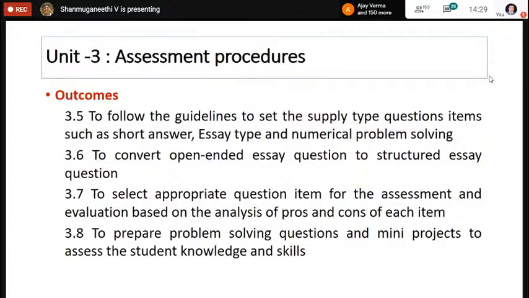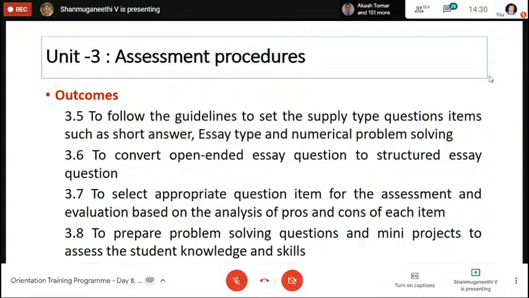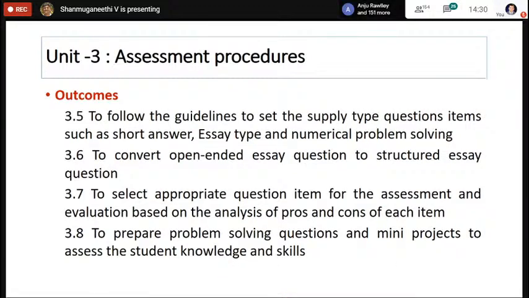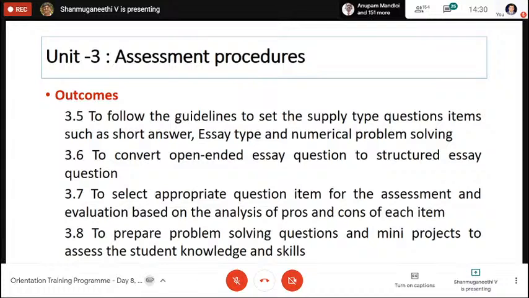Then to follow the guidelines to convert open-ended questions to structured essay questions, and to select appropriate question items for the assessment and evaluation based on analysis of a problem. Because I cannot say that where I can use the 2-mark question, I cannot use the essay type of question. Where I can use the subjective answer question, I cannot use the objective type of question. So I know what the pros and cons are. As a teacher, I must be aware.